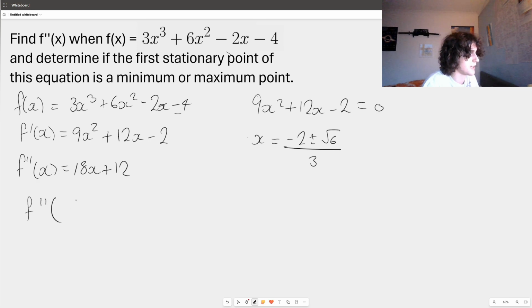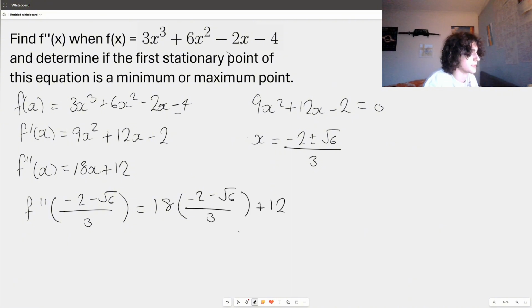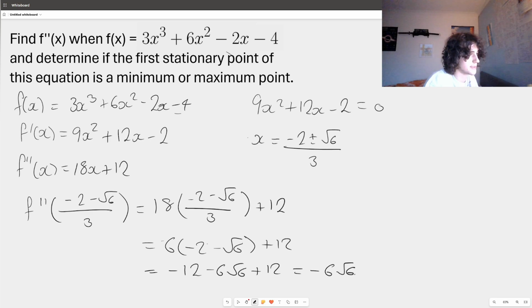So we're going to do f dash dash of minus 2 minus root 6 all over 3, and we're going to calculate that value. That's equal to 18 times this plus 12, which is going to be 6, since the 18 and the 3 can cross cancel to become 6, since 6 times 3 is 18. Times by minus 2 minus root 6, plus 12. This is equal to minus 12 minus 6 root 6 plus 12, which is equal to minus 6 root 6.